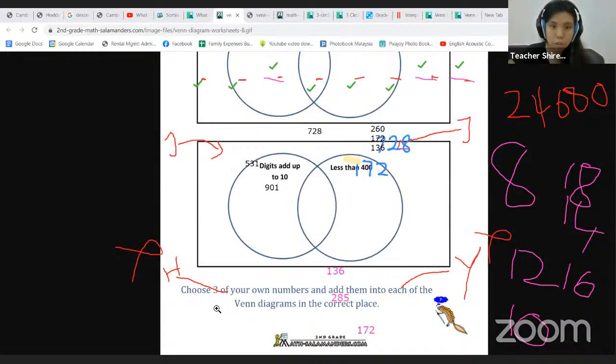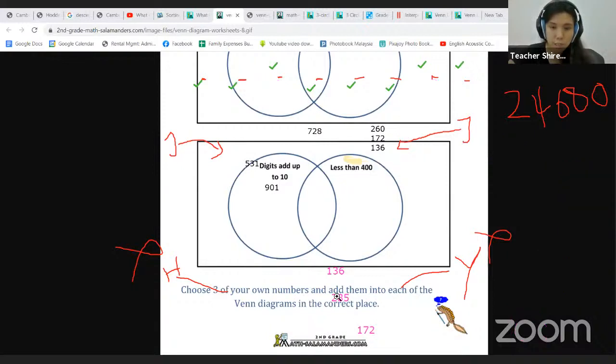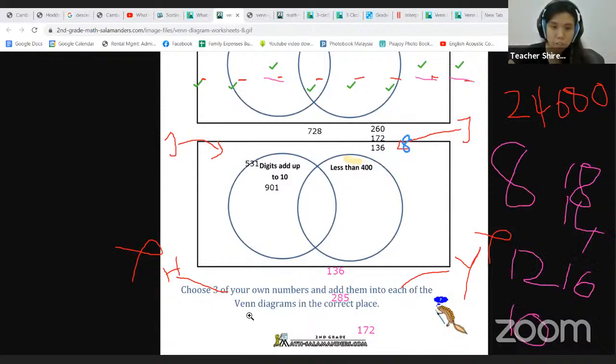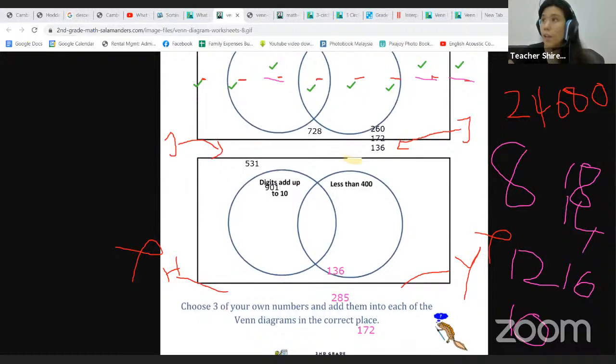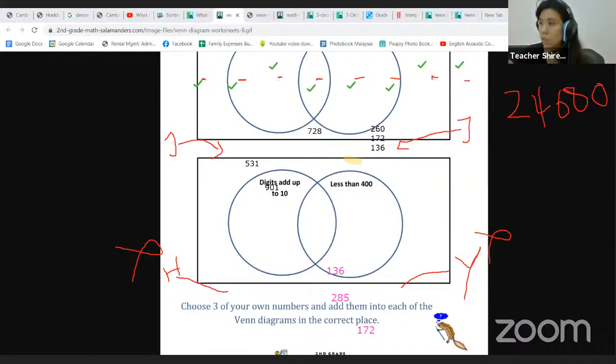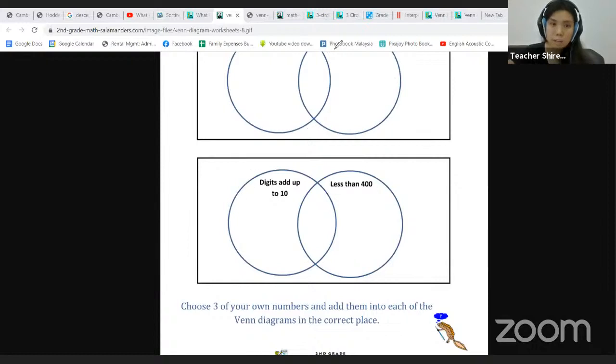Okay, so choose any three of your own numbers and add them into each part of the Venn diagram in the correct order. Let me clear. Okay, so we understand the top one. This one, they didn't give you any number, so up to you, any number you like.